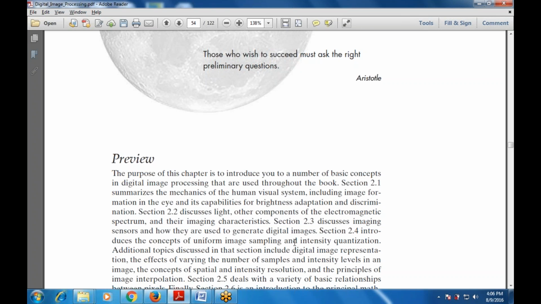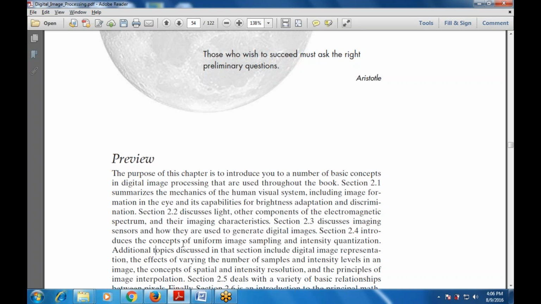This chapter includes everything that is available for the basic concepts in digital image processing. This chapter also includes the various imaging sensors that are available for image creation, that is, for digital image creation.